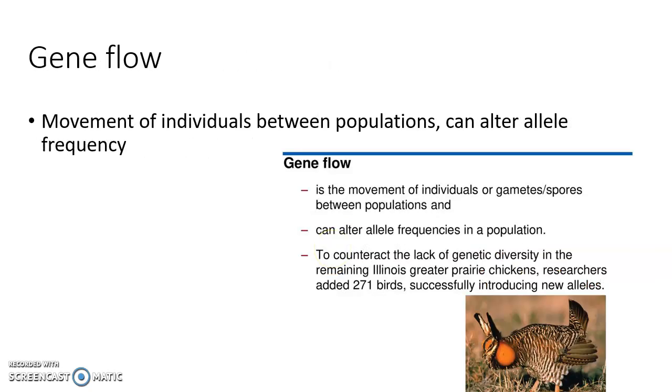Gene flow is the movement of individuals between populations, and it can alter allele frequencies. The movement of individuals or gametes between populations alters frequencies, to counteract the lack of genetic diversity in the remaining Illinois greater prairie chickens. Researchers added 271 birds, successfully introducing new alleles. So they added different birds so that different alleles would interact with each other. If they mated, it would bring a whole new population there.